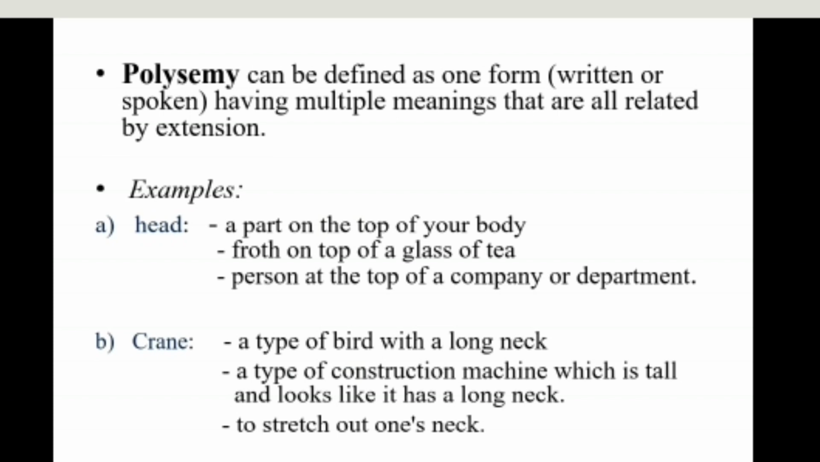Another way of differentiating between polysemous words and homonyms is in terms of meaning. Polysemy, as I said, the meanings of polysemous words are related. Like in head, all of them refer to the top of something. But with homonyms, their meanings are unrelated. Like the word bank, it refers to the side of the river, and then it refers to a financial institution. These two meanings are completely unrelated.